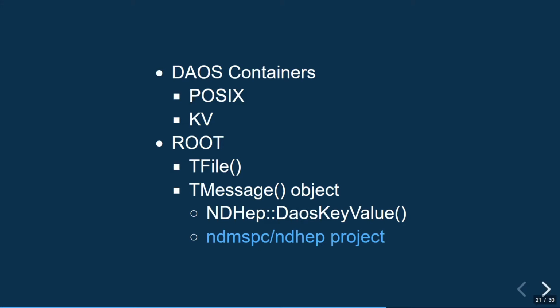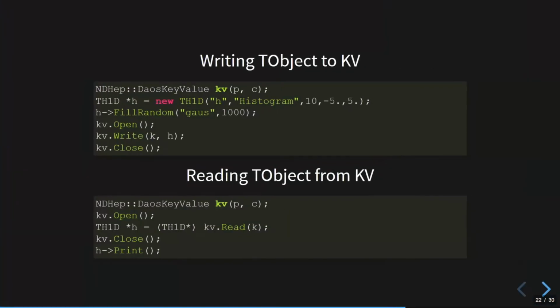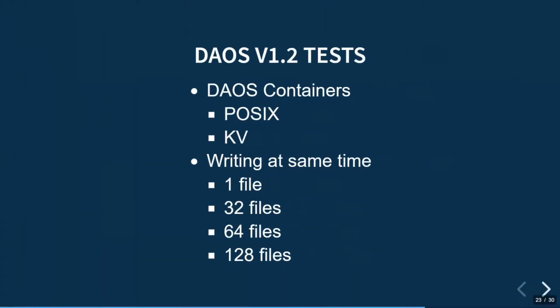The implementation is there in these projects. One can look at it if you want. The idea is that you simply create a key-value object, create some histograms, open it, write it, and close it. For reading, it is very similar. You just use the read function.